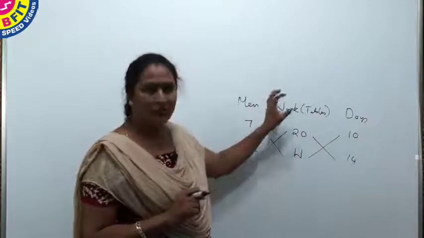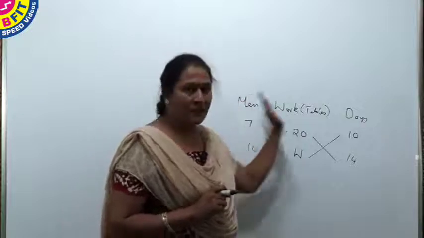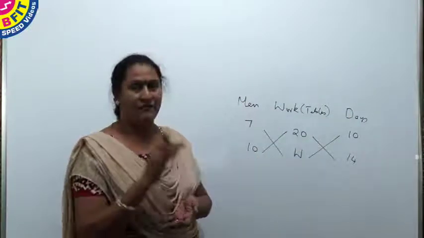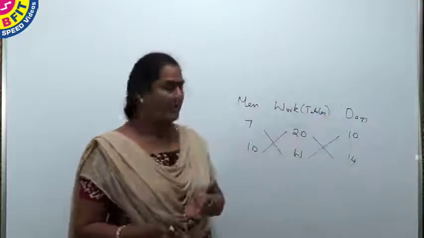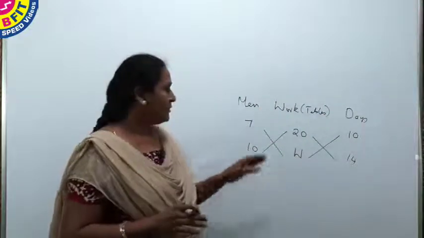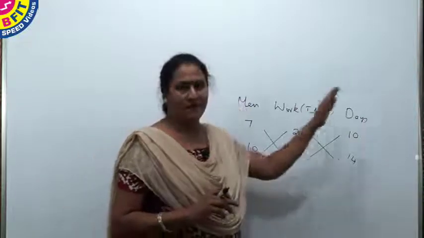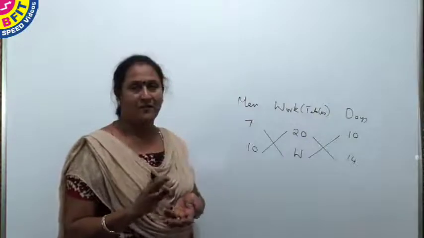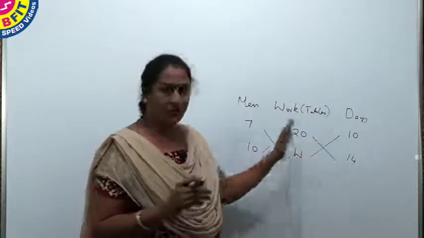So whenever you have work in the question, work will vary directly with any other variable. So work with men, work with days or work with hours. So whenever you have work, it will vary directly. And all other factors, men, days and hours, with one another, they will vary inversely. So here cross products, we have both cross products.